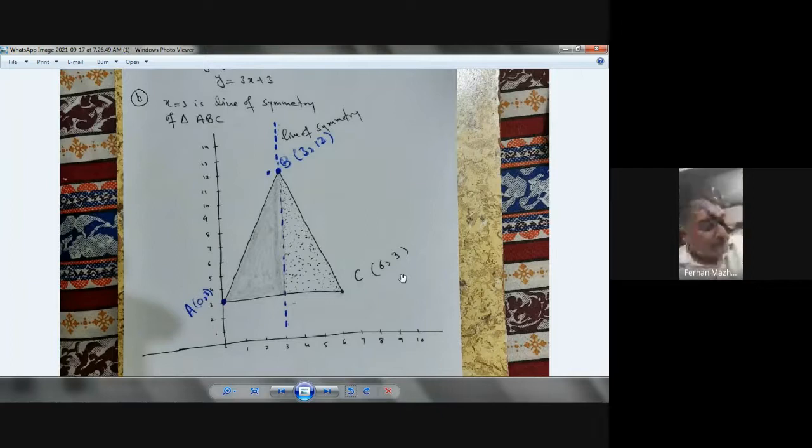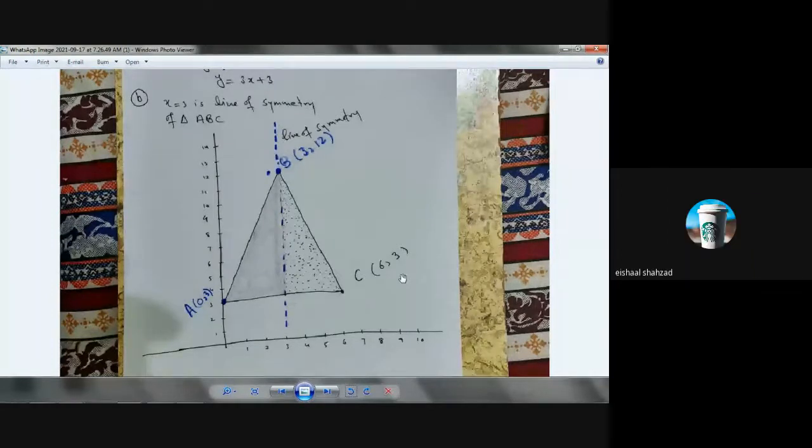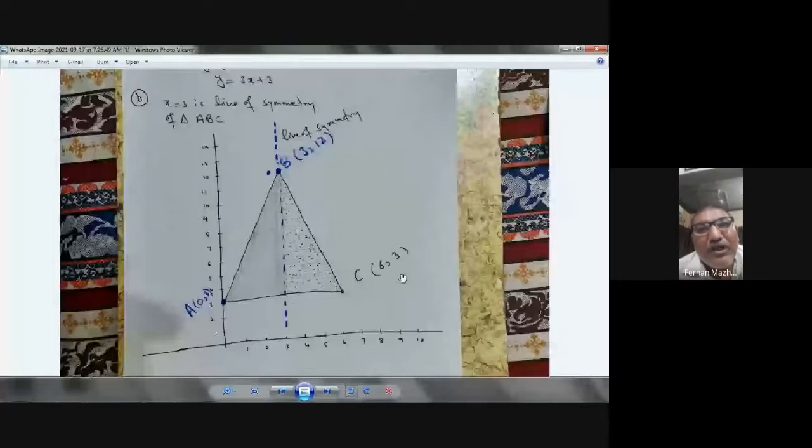What do you say? Do you understand? Have you ever studied line of symmetry? Have you ever heard this word, line of symmetry? Yes. Okay. So you have heard this word.